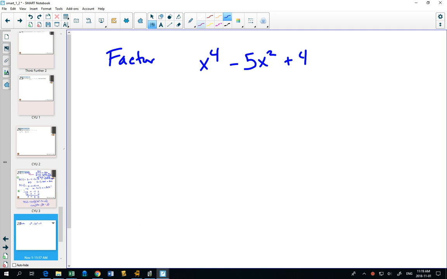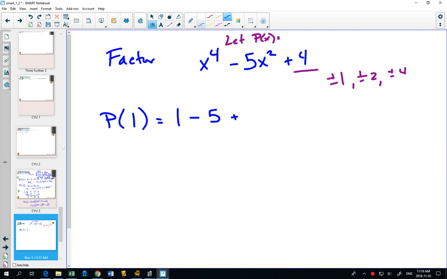Okay. Look at your last number. What are the possibilities? 1, 2, and 4. Mental math-wise, what number do you want to try first? 1? Perfect. I'm going to let p of x equal this, and we'll start by figuring out p of 1. That will be 1 minus 5 plus 4. Yes, good choice, guys. It works.